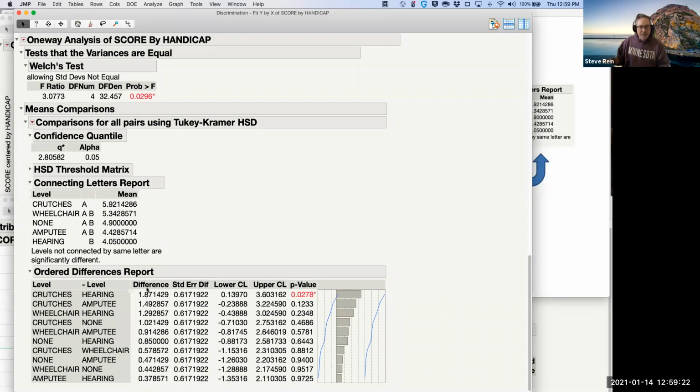So we put them in order from largest to smallest differences. And there's, of course, a standard error. And then with our Q value, we go up and down Q standard errors to get a confidence interval for every difference.